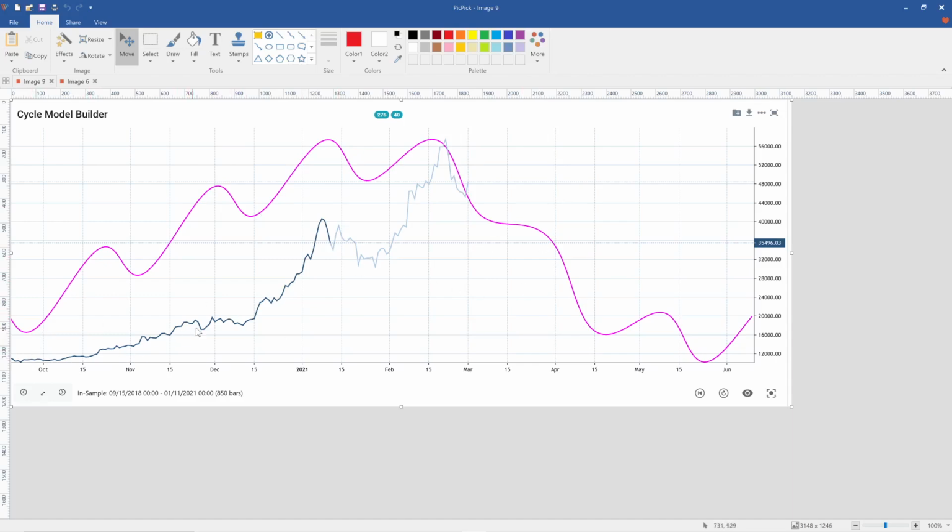One, this line here is BTC's closing prices on the daily chart. And then this wavy line is the forecasted time cycle model. It's not linked to price, it's linked to time. So it's not saying that the cyclical top will be around $57,000. That's not what it's saying. It's saying that the cyclical top is around February 17th.